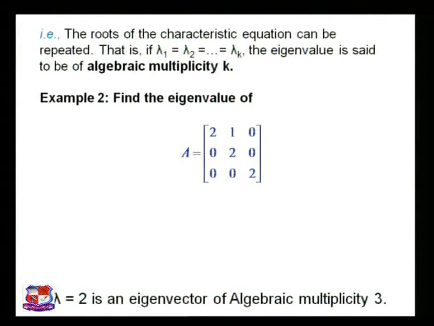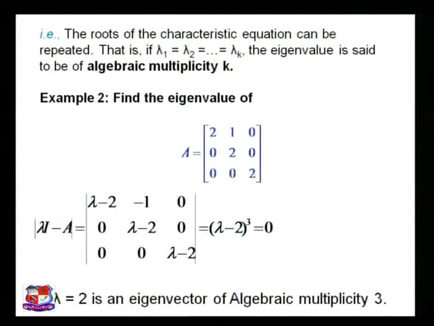Find the eigenvalues of A equal to the matrix with rows 2, 1, 0; 0, 2, 0; 0, 0, 2. To find the characteristic equation, we take the determinant of lambda I minus A, which is the matrix with rows lambda minus 2, minus 1, 0; 0, lambda minus 2, 0; 0, 0, lambda minus 2, and that is equal to 0. This is an upper triangular matrix, right? So to find its determinant, we only need to multiply its diagonal elements, that is lambda minus 2, lambda minus 2, and lambda minus 2.